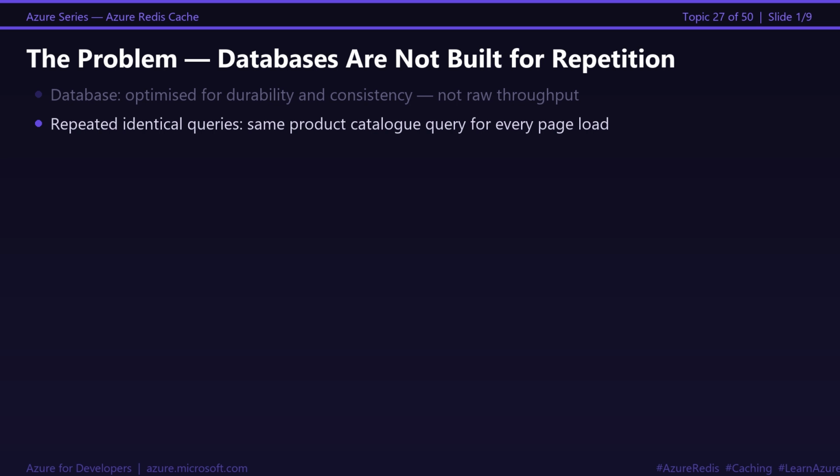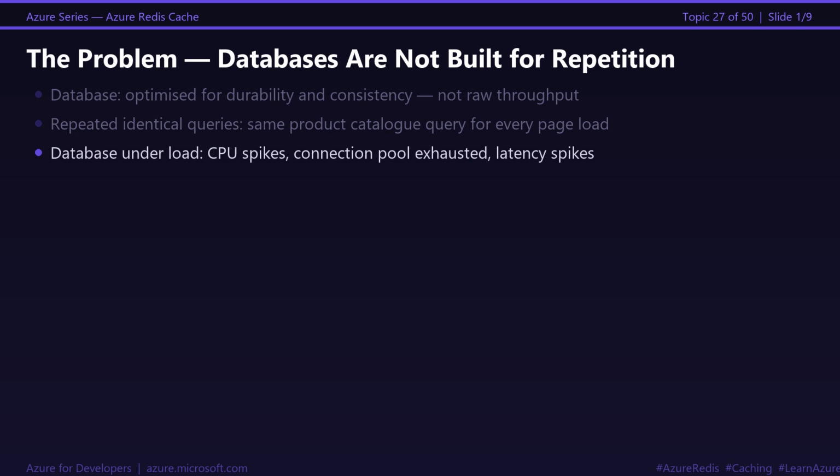That same 80 millisecond query runs 10,000 times. Your database connection pool saturates. Queries start queuing. Latency climbs to seconds. New connections are rejected. The homepage stops loading.